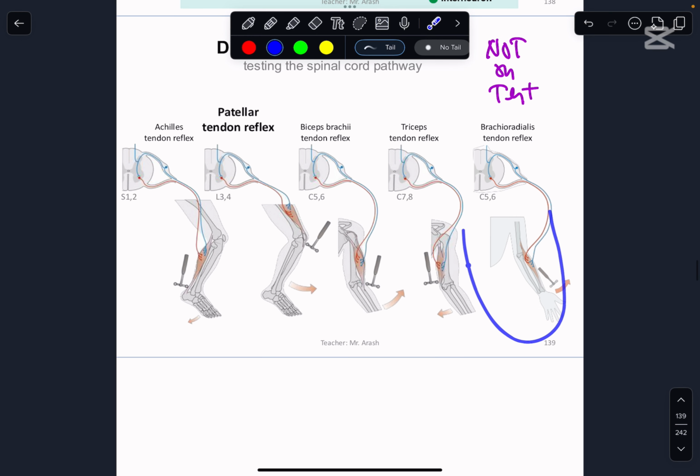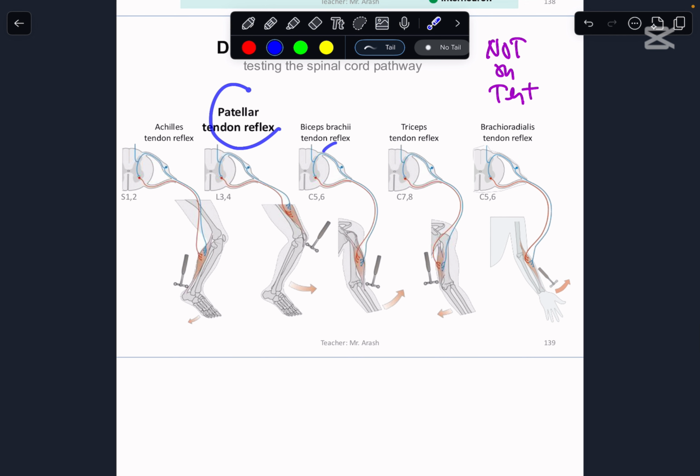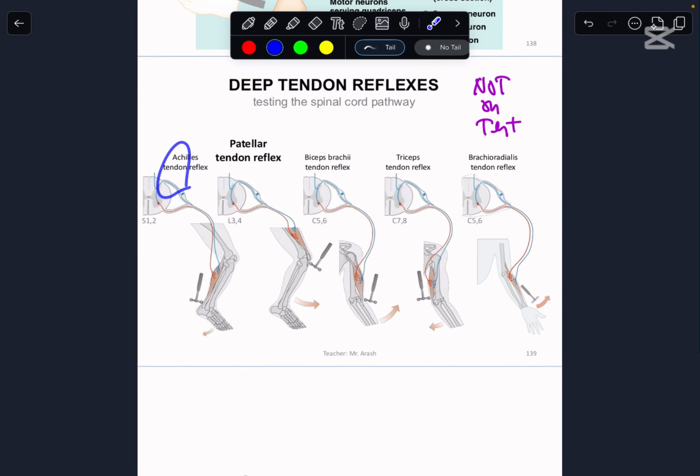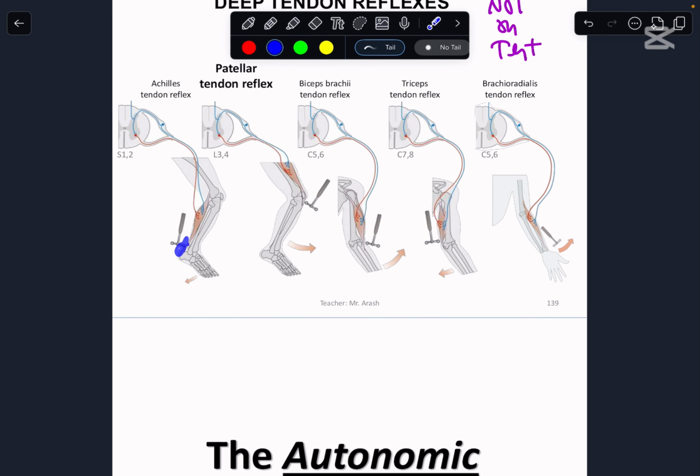You can see there's different types of reflex. You can see here we have the brachioradialis tendon reflex, triceps reflex, biceps brachii reflex, patellar tendon reflex, which is this one here at the top, and Achilles tendon reflex. And you can see you can put a hammer here, right?